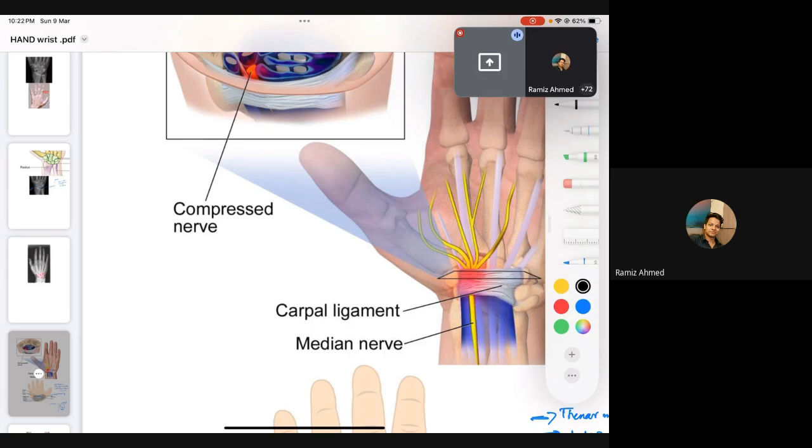We already know that it also supplies the sensation of the lateral 3.5 fingers. We already know that it supplies the lateral two lumbricals as well. So we are going to have problems based on that. We'll be discussing that in detail. So we have carpal tunnel syndrome.